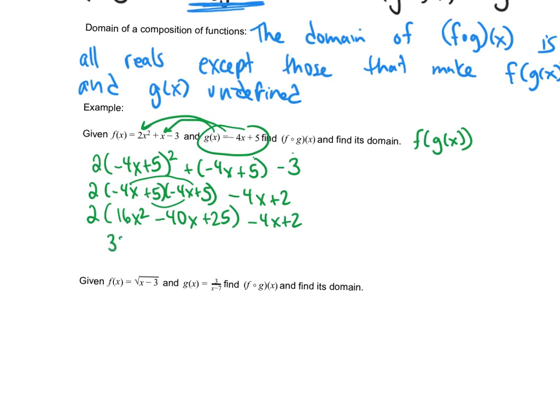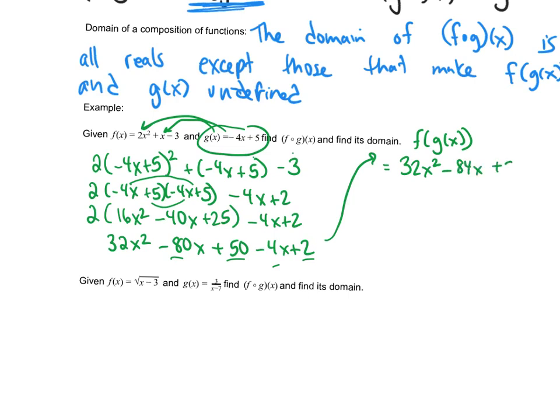I'll distribute the 2, so I get 32x squared minus 80x plus 50 minus 4x plus 2. And then by combining terms, the 50 and the 2, and the x terms, my composition is going to be 32x squared minus 84x plus 52.